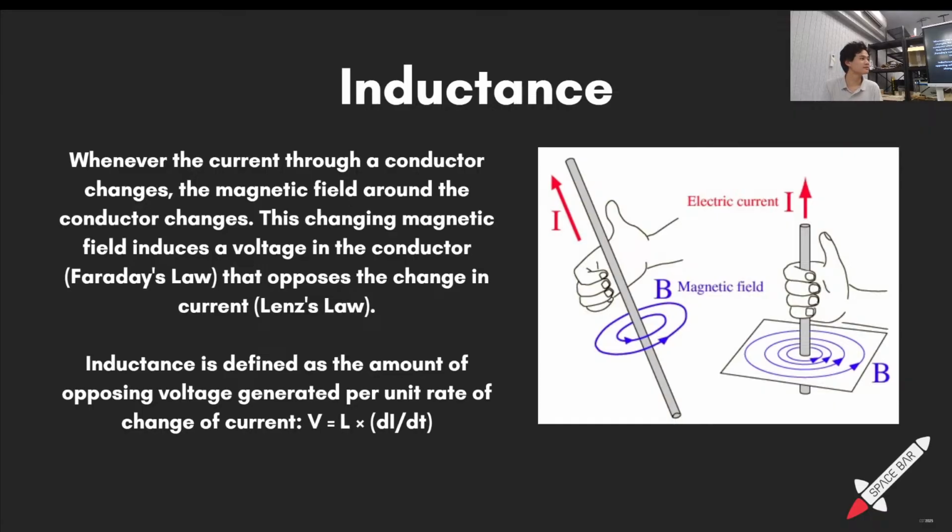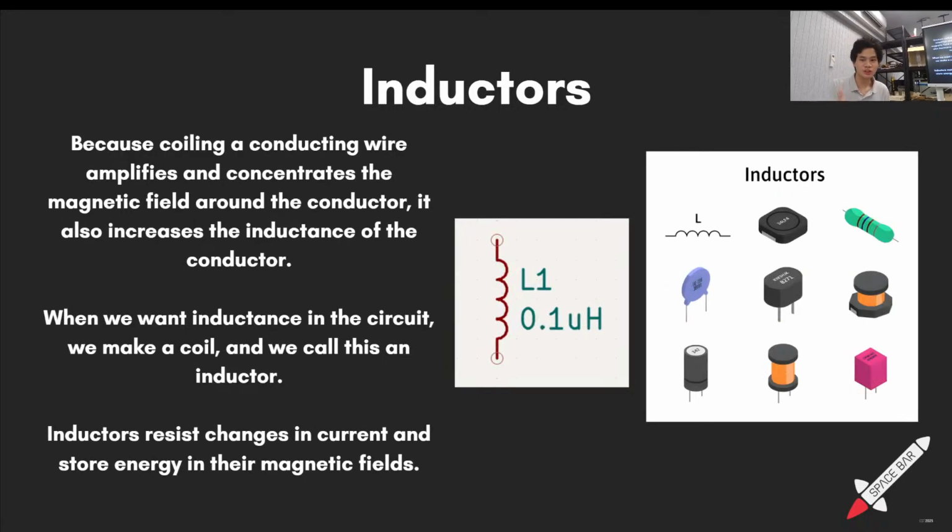But we put the current through the inductor. Right? Yes. So I've actually said that wrong. Okay. So when we coil a wire on purpose, when we try to get a high inductance on purpose, we call this making an inductor. Okay? So an inductor resists a change in current and stores energy in its magnetic field. Okay?